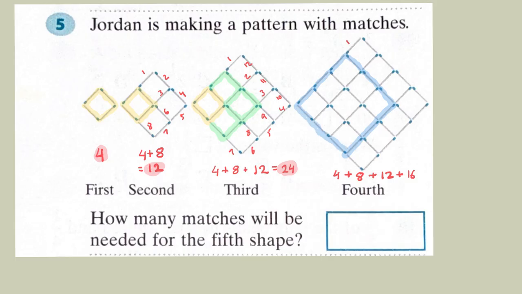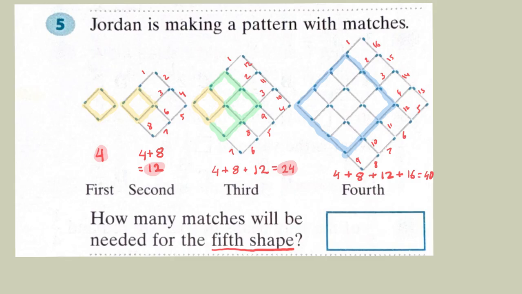All right, 1, 2, 3, 4, 5, 6, 7, 8, 9, 10, 11, 12, 13, 14, 15, 16. I was right. So that makes it now 40. So what will my fifth shape be? This is my fifth shape.